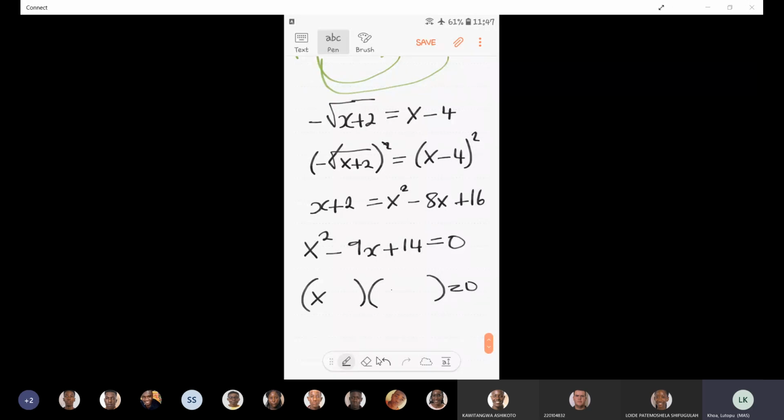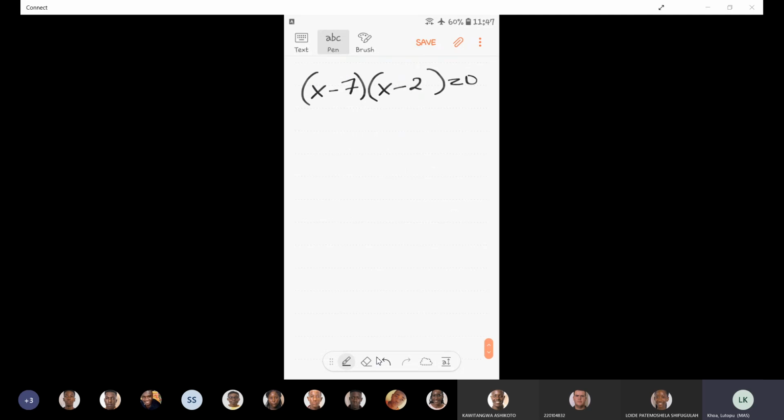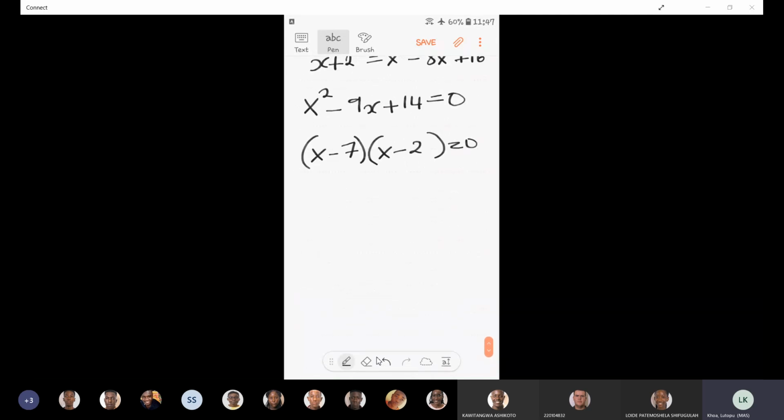So I put my x and my x, and I look for two numbers. When I multiply them, the answer is 14, and when I add them, the answer is negative 9. So those two numbers are negative 7 and negative 2. Now, because these two brackets are multiplying and the answer is 0, it means the first bracket is equal to 0, or the second bracket is equal to 0. And if x minus 7 is equal to 0, this means x is equal to 7. And this one means x is equal to 2.